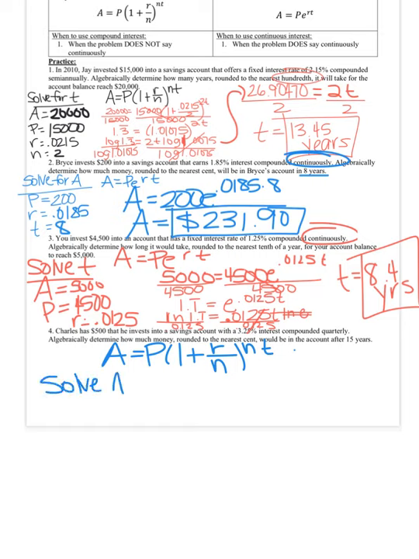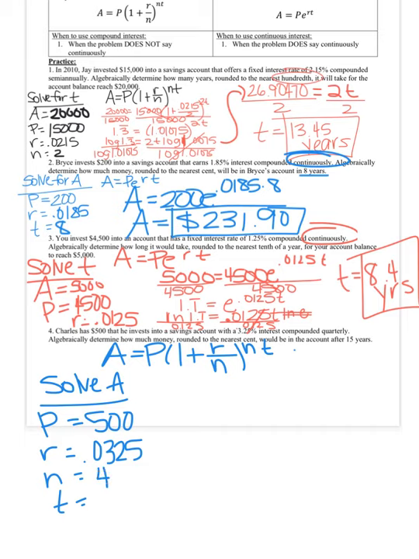So solve for A, which means you need a P, R, N, and T. So he had $500 that he started with. 3.25, so 0.0325 is R. Compounded quarterly. Quarterly is 4 times a year. And we want to know how much money to the nearest cent would be in the account after 15 years.